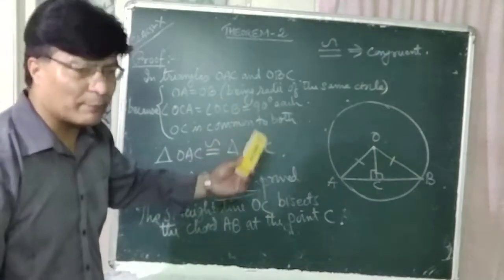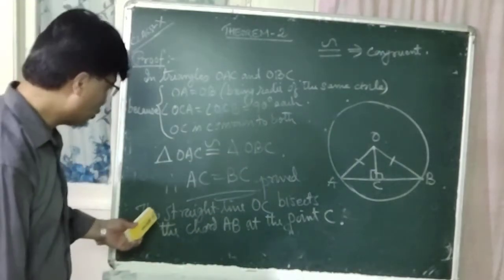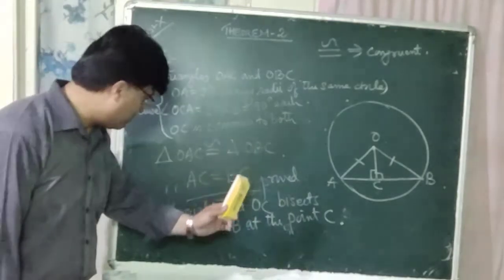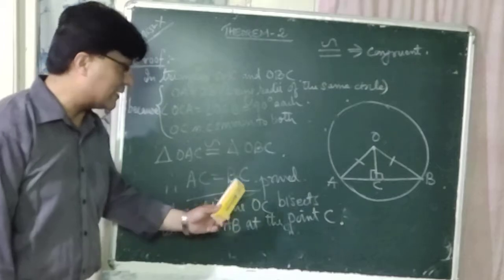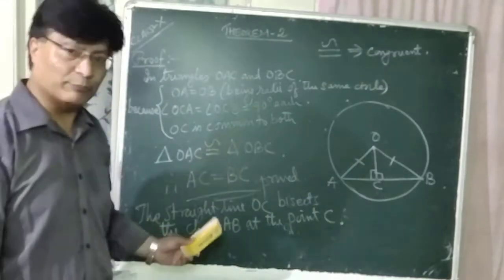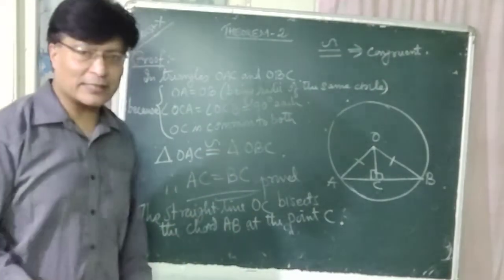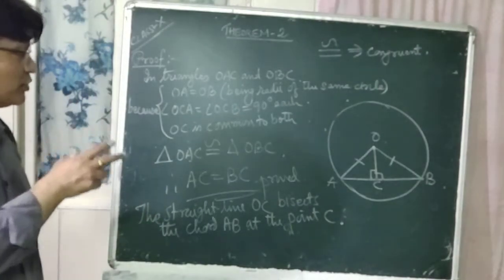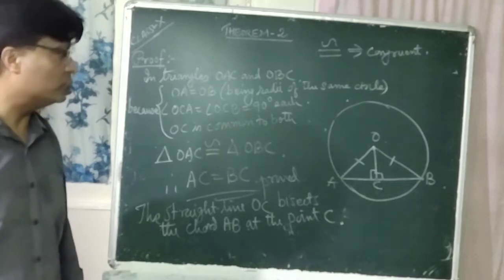This straight line OC means perpendicular. You may write here the perpendicular straight line OC will bisect the chord AB at the point C. So it is done, proved. Is that clear? So now we'll do the application of theorem 1 and theorem 2. Okay?